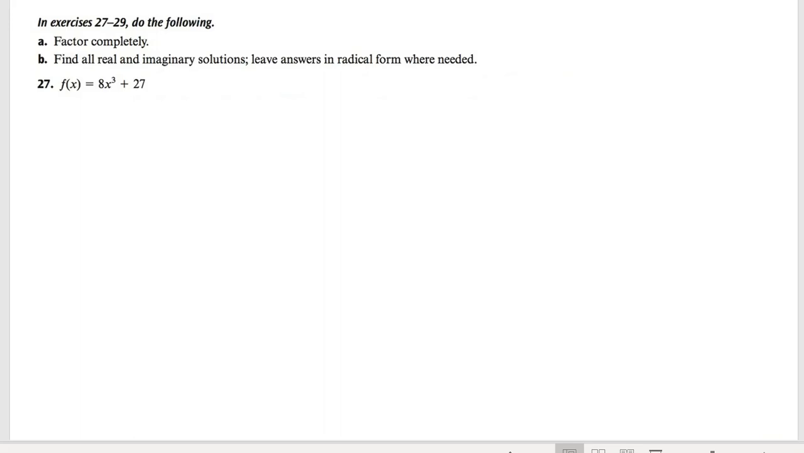Problem 27 asks us to factor completely. Now, we first look for a GCF. We do not have a greatest common factor. Next, we count the number of terms. We have 2 terms. Since we have 2 terms, we can use difference of squares, sum of cubes, or difference of cubes. We can see this is definitely a power of 3, so we're going to use sum or difference of cubes. So let's just review those.